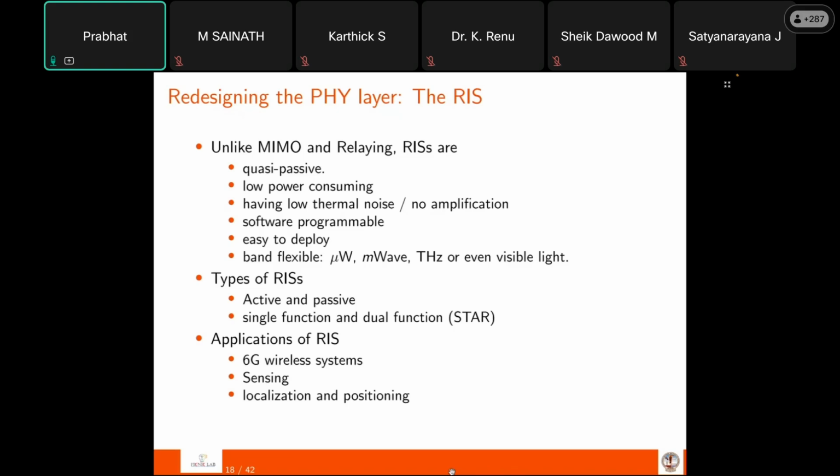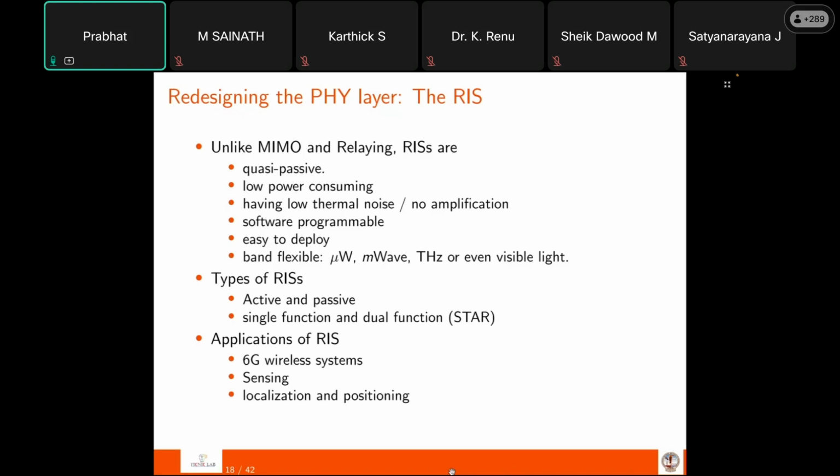In the last 5-6 years, or say 8 years, RIS has evolved into one of the most explored topics in the wireless communication literature. We have RISs of two types: active and passive RISs. Active RISs have the ability to amplify the reflected signal, or they can even modulate the incoming signal and transmit it to a particular location. Passive RISs are just there to change the phase of the incoming signal and reflect it, right? They do not process the signal as such. Then you can have single function RISs, where the RIS function is only to reflect.